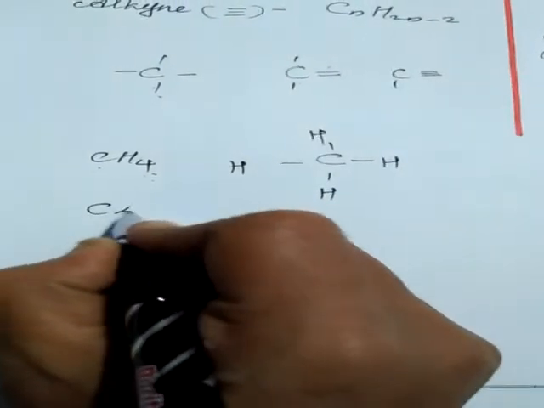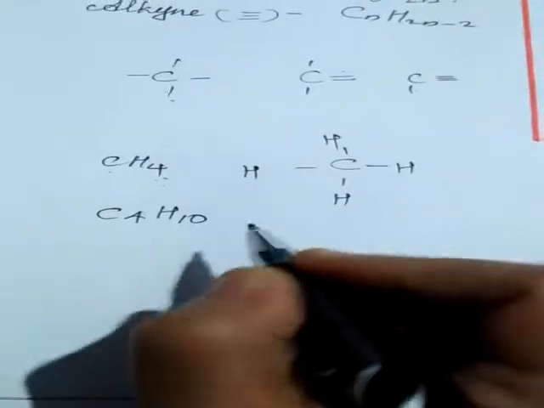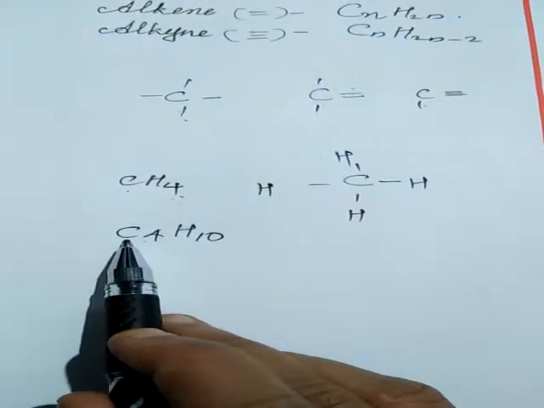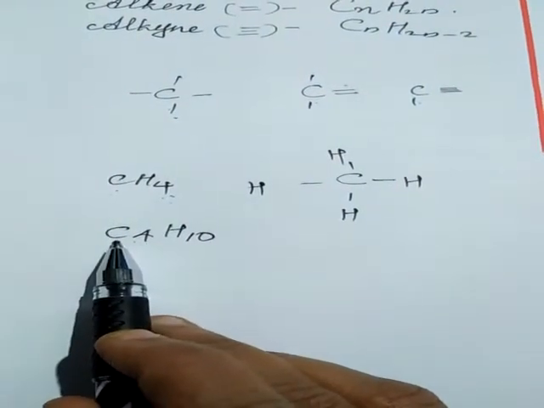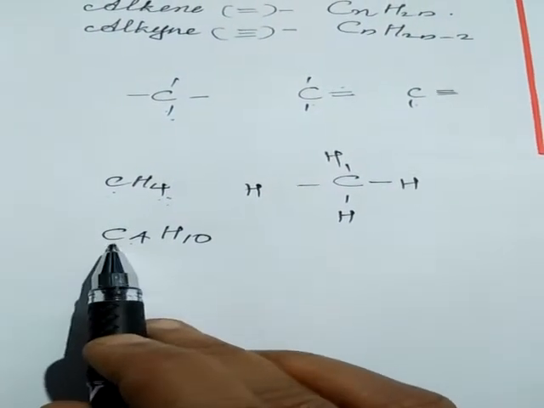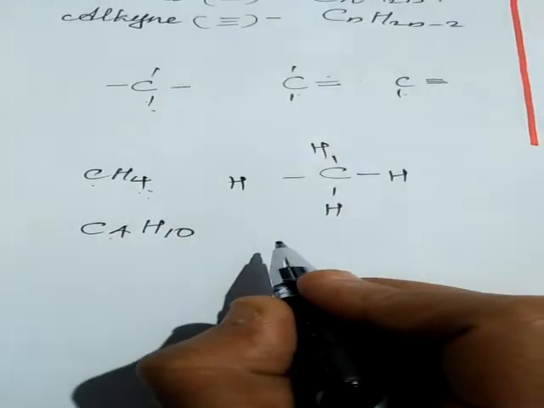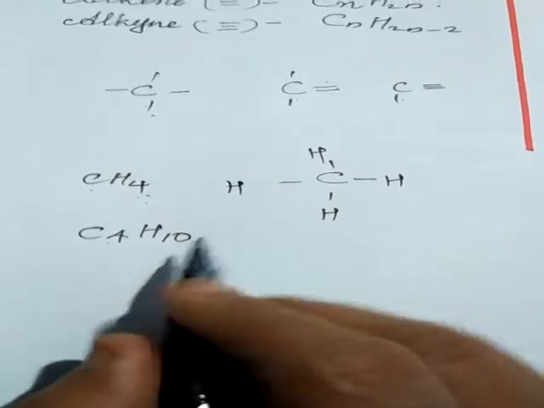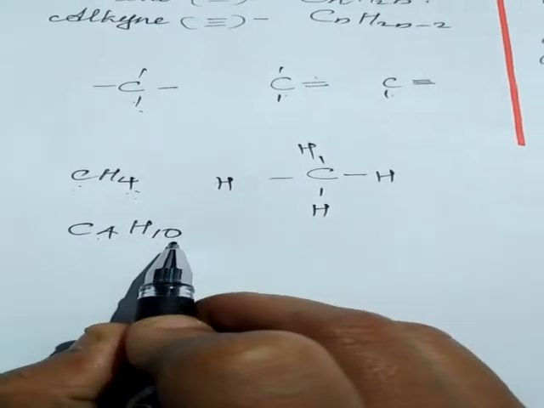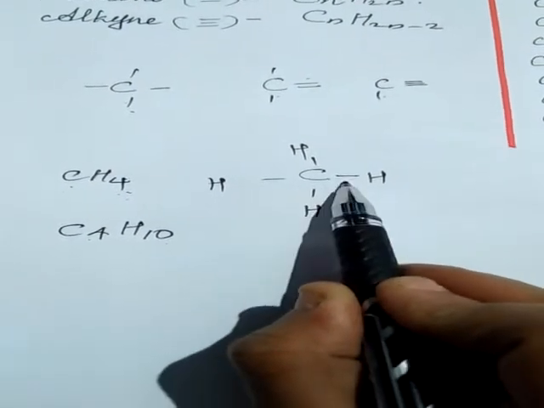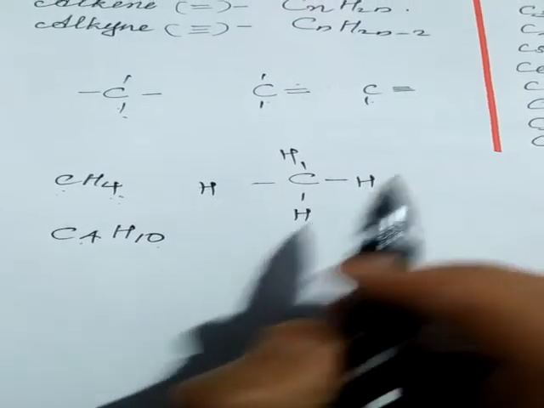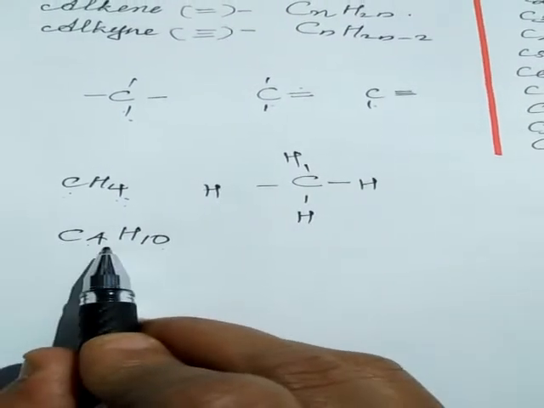Next, we can take the example of C4H10. We know if it is 4 carbon, that is known as but group. But, and since it is an alkane, the name of the compound is butane. So how can we draw the structure? We saw that if it is 1 carbon, that was easy to draw. Now you can see it is 4 carbon.